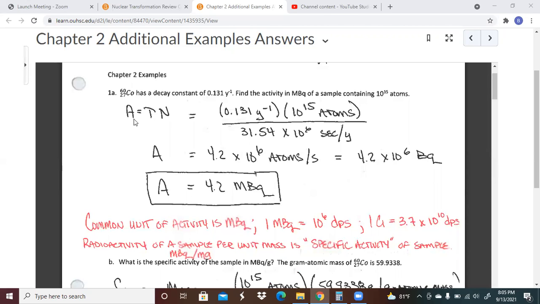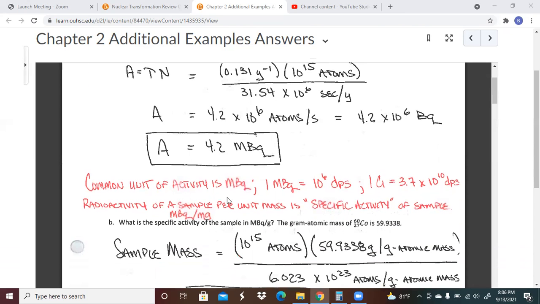So the activity is going to be equal to lambda times the number of atoms. We know what lambda is because that's given to us, the decay constant. We know how many atoms we have. And here we know how many seconds there are in a year. By doing all of these computations, we can come up with 4.2 times 10 to the 6th atoms per second, or 4.2 times 10 to the 6th becquerel. If we see a 10 to the 6th, we can replace that with a capital M, and so that becomes 4.2 megabecquerel.